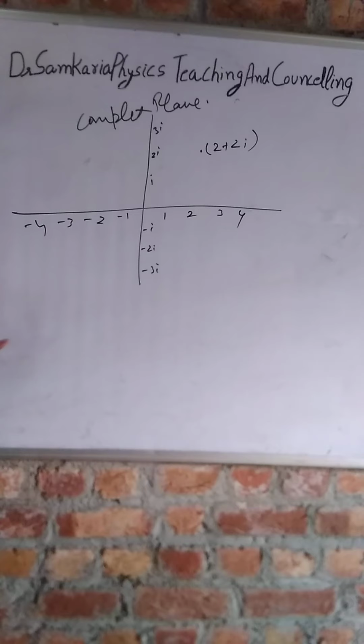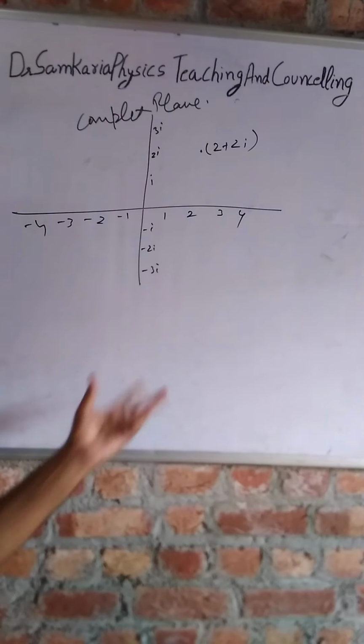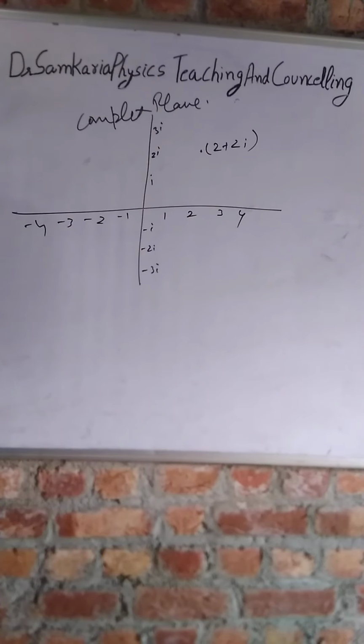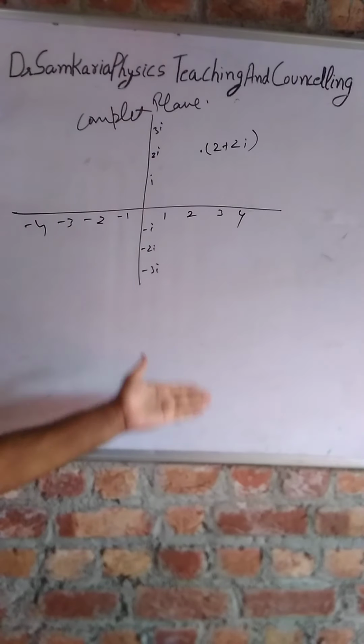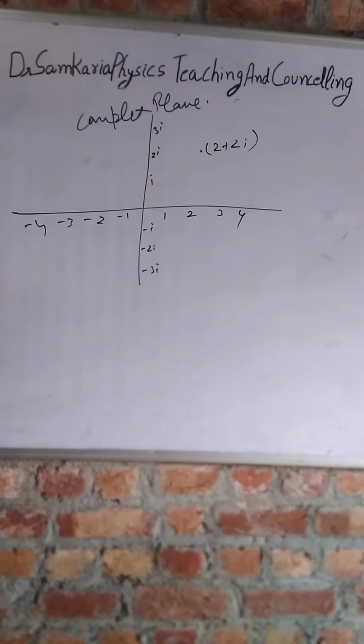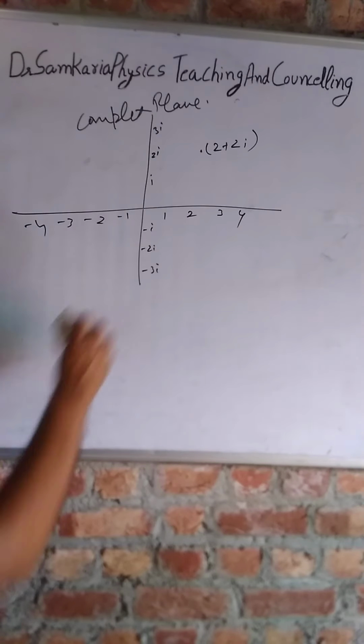Basically, there is nothing complex about this. These are given the name complex number because it is a combination of two number systems. One is the real number system, another is the imaginary number system. Otherwise, these numbers are very simple. These complex numbers also follow the same rules of algebra like real numbers.